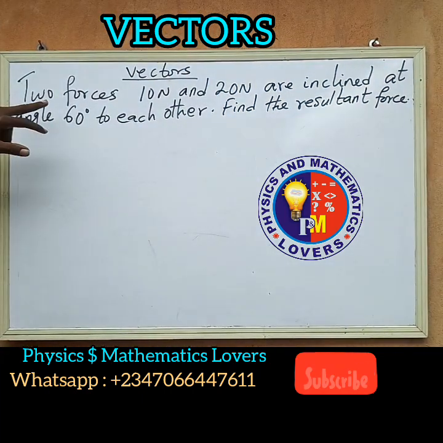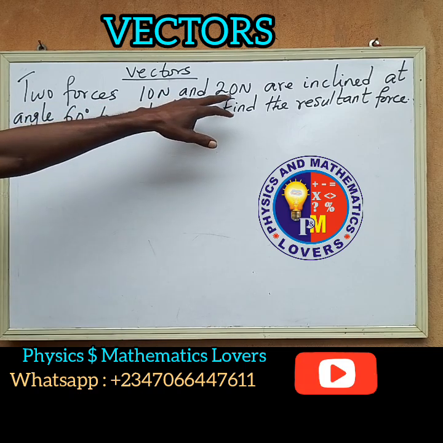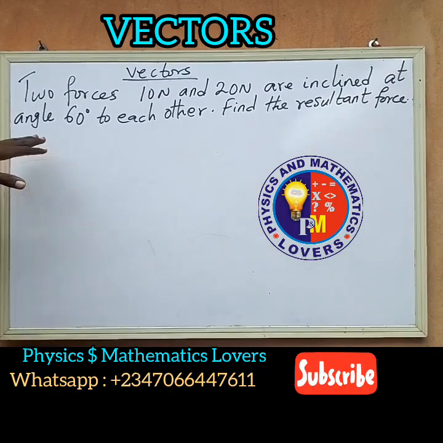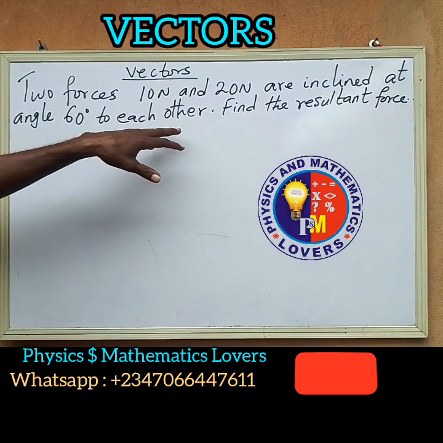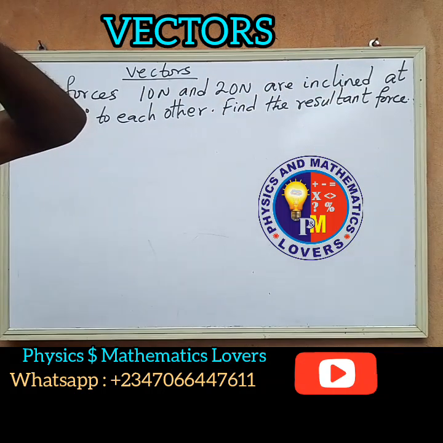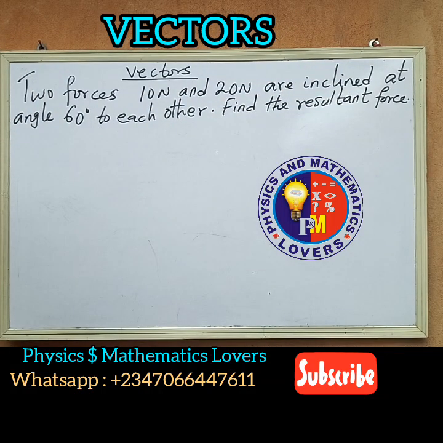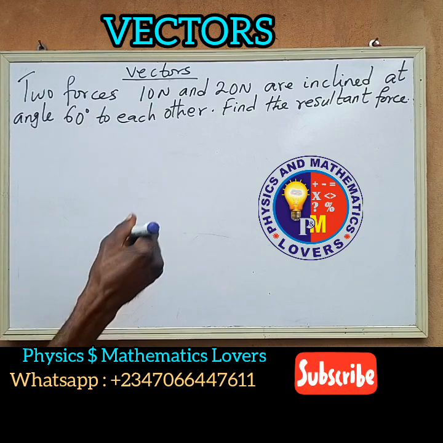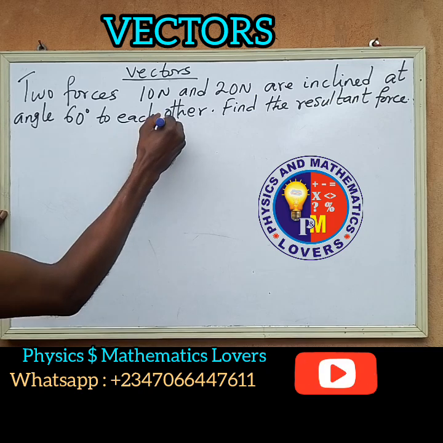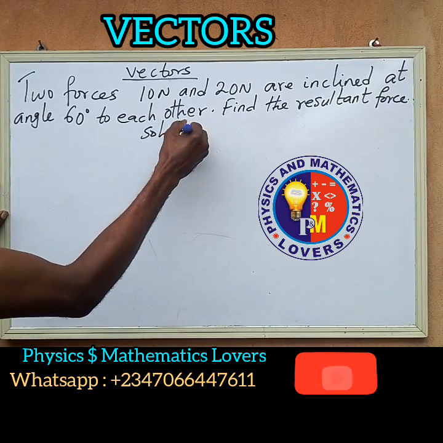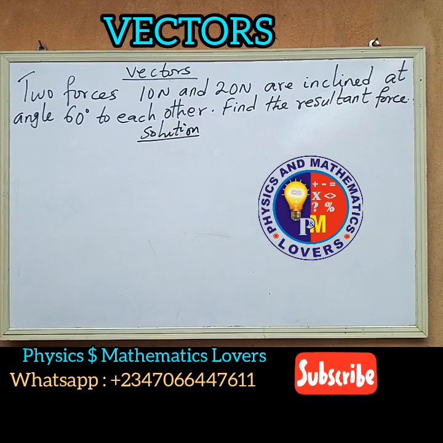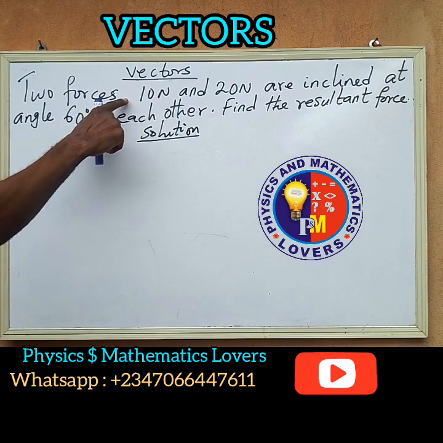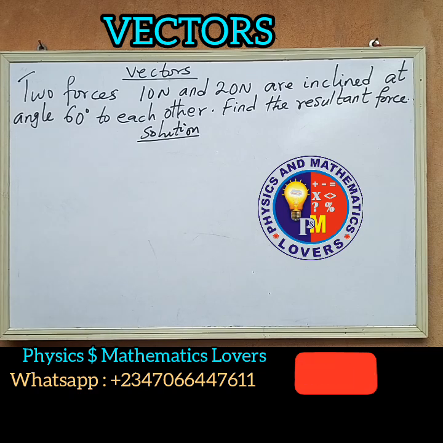The question says two forces, 10 Newton and 20 Newton, are inclined at angle 60 degrees to each other. Find the resultant force. Remember that we said vectors are quantities that have both magnitude and direction. So if two forces are inclined at an angle 60 degrees, let's put it this way. Okay, our solution. In this kind of question, I will have different methods of doing vector addition. This kind of question will involve the law of parallelogram of vector addition.